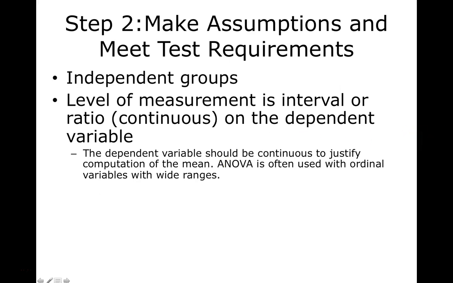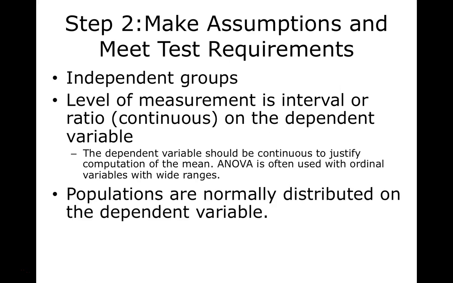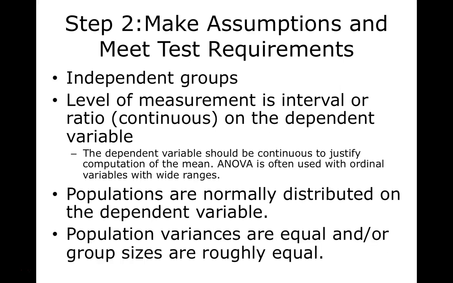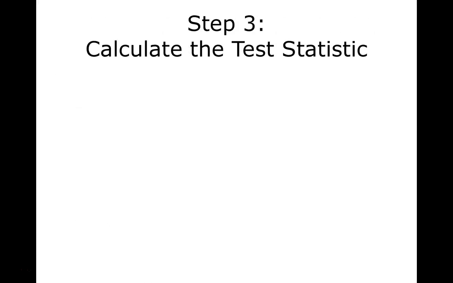So if we're looking at a variable where the mean is not appropriate, where it'd be more appropriate to look at the median or the variance or some other description of that variable, then using a test that does a mean comparison wouldn't be appropriate. We want to make sure that populations are normally distributed on the dependent variable, and again, with large samples, this test is fairly robust to a violation of this assumption. And we want to make sure that our population variances are fairly equal and or that our group sizes are roughly equal. And then we'll calculate the test statistics.